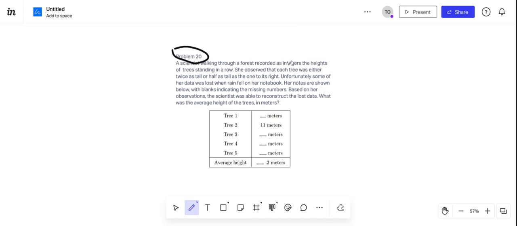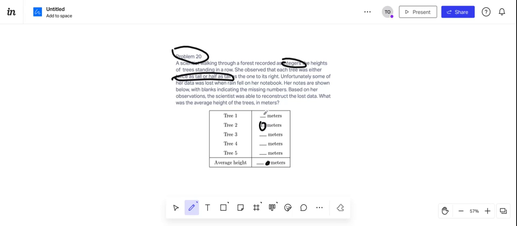Okay, so I'm going to circle the important things: twice as tall or half as tall. This is going to help us. And then they mentioned that it was integers. And let's circle the numbers here: 11 and 0.2.